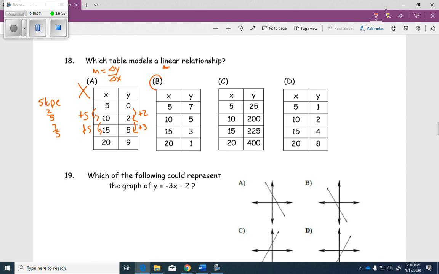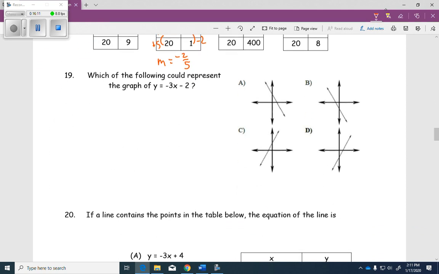The answer is actually choice B, because I go down 2 and then up 5, and again down 2 and up 5, and again down 2 and up 5. We said that linear functions have a constant rate of change. The rate of change, or the slope, in this table is negative 2 over 5 the whole way through. So since the slope is the same the whole way, that's why it's linear.